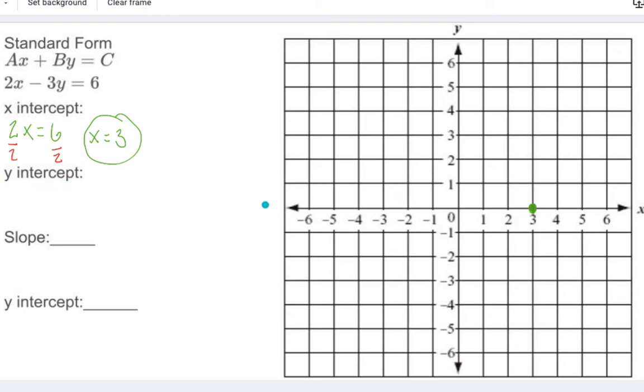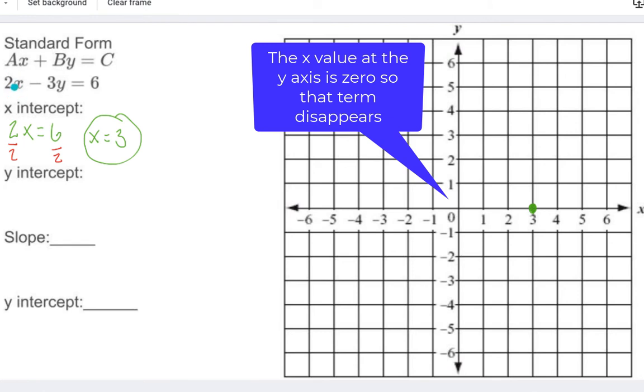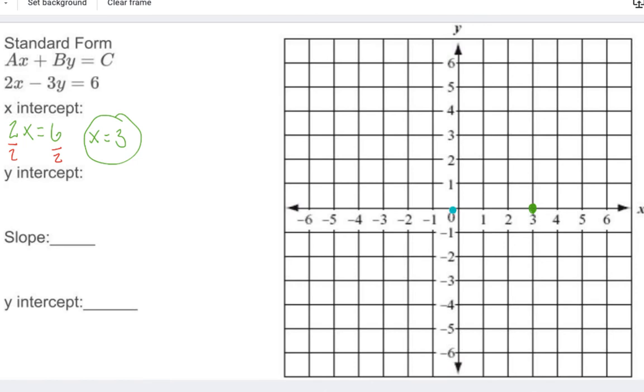Now the y-intercept is the same type of thing. We're just going to ignore the 2 times x because at the y-axis, the x value is 0. And 2 times 0 is 0. So all we need is the negative 3y equals 6. So to solve it, we're just going to divide again by negative 3. And the y-intercept is going to be negative 2. So on the y-axis, at negative 2, we know there's another coordinate. Since we have 2 points now, we can just draw a line through it.